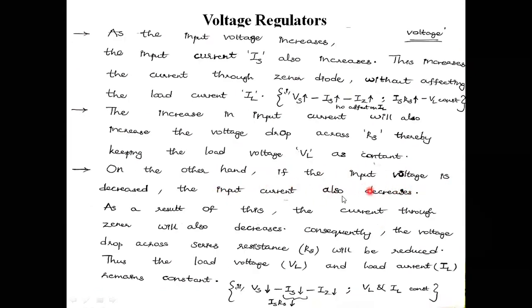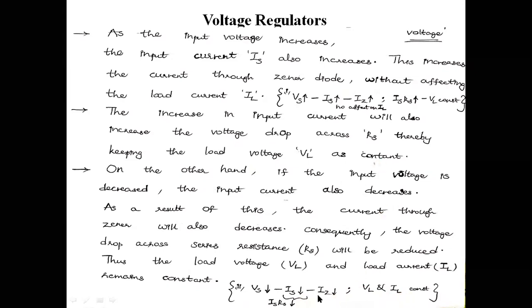On the other hand, if the input voltage is decreased, the input current also decreases. As a result, the current through the GNR will also decrease. Consequently, the voltage drop across the series resistor RS will be reduced. Thus, the load resistance RL and the load current IL remain constant. Whether we increase or decrease, the drop across the load resistance is maintained, giving a constant output voltage here. That is, if Vs decreases, IS decreases, IZ decreases. Due to this decrease in voltage drop across RS, IL and VL remain constant.